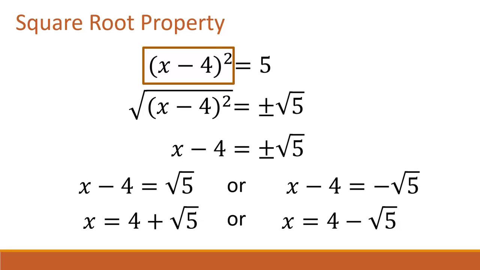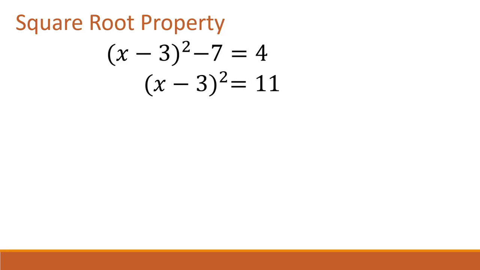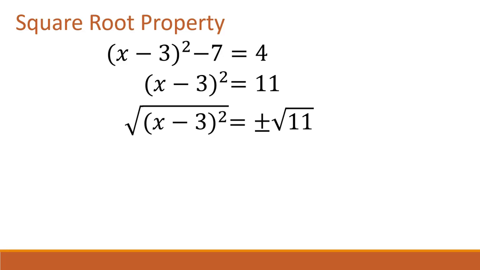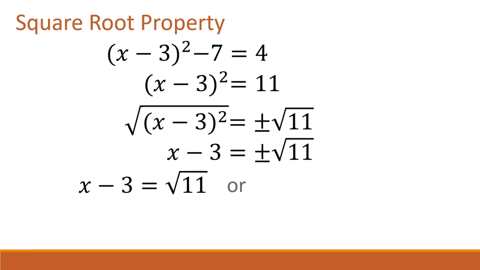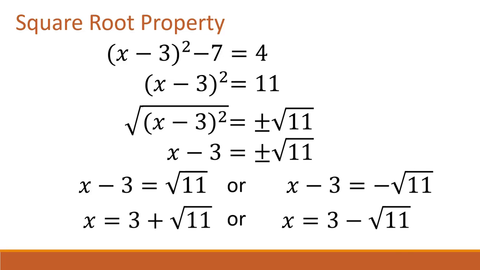We can take the square root of both sides of the equation. So let's look at an example where we're not ready to use the square root property immediately. The left side of this equation has a perfect square in it, but it also has a minus 7 term. If we add 7 to both sides of the equation, we will have a perfect square on the left side of the equation. And then we can go ahead and take the square root of both sides of the equation, and then rewrite that as the 2 equations it represents, and solve just like the last problem we did.